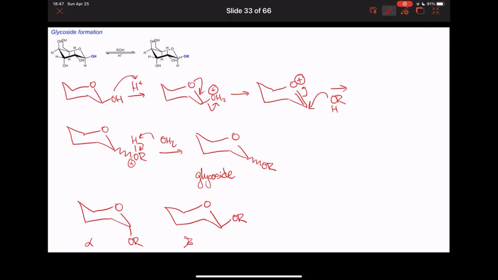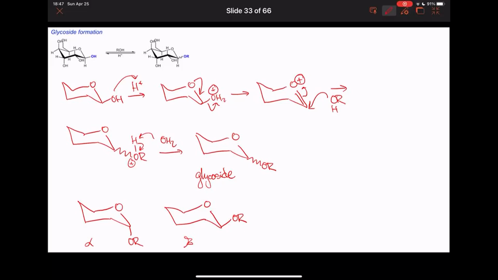Under normal circumstances, you would expect it to be heavily favored towards your beta form because your equatorial position has the least steric hindrance. If you think back to Orgo 1 material when we were talking about energy levels of chair conformations, your equatorial position will have the least interactions generally. And so that's why it's more stable.